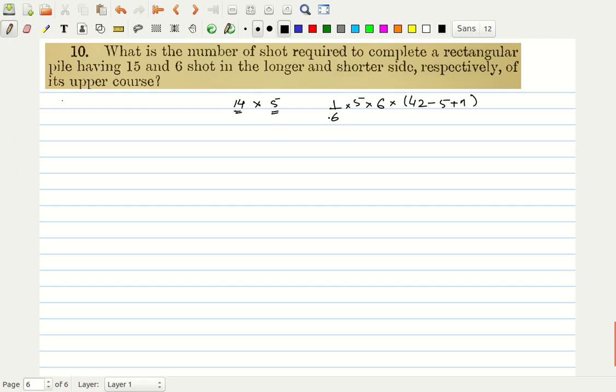And if you calculate this, this cancels here. 42 minus 4 is 38, and 38 times 5, 5 times 8 is 40, and 190. So you need 190 balls, and that's it.